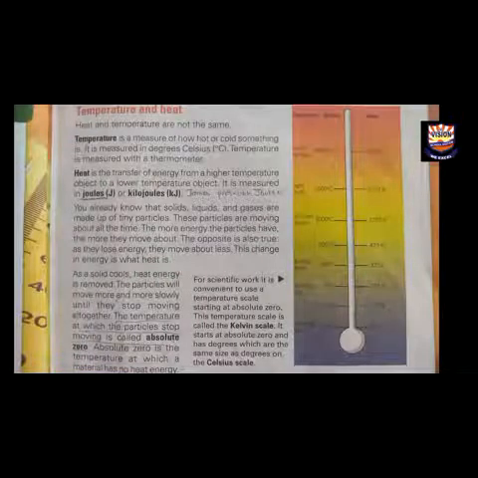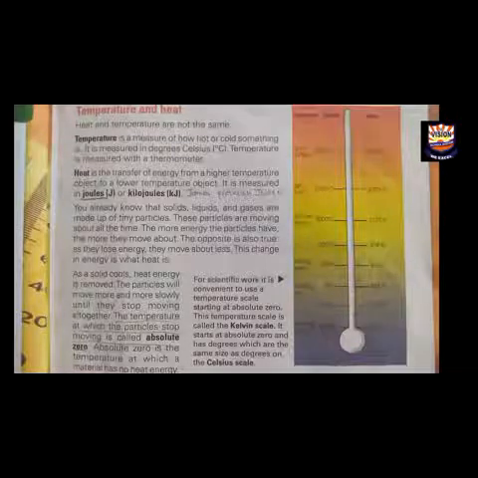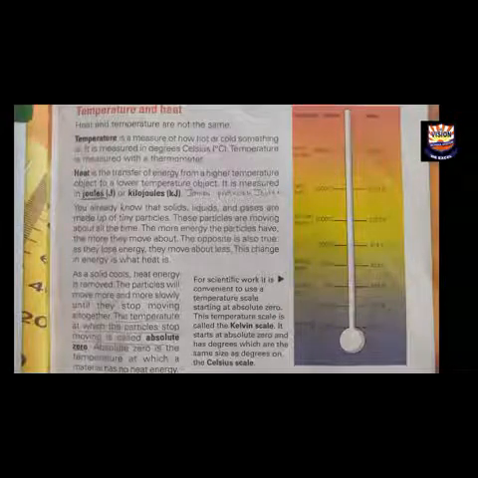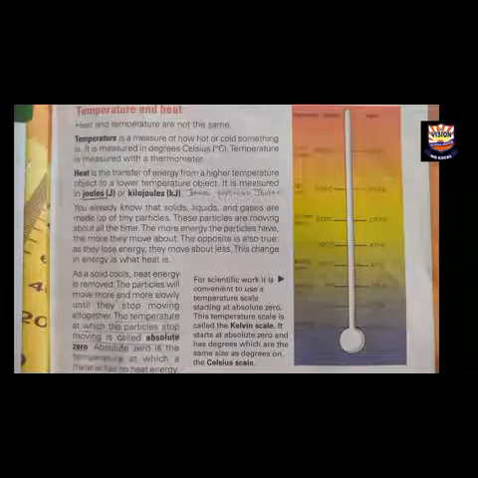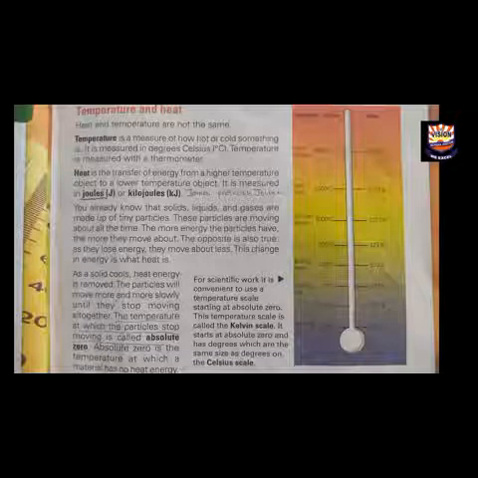Now, I'll define to you: temperature is a measure of how hot or cold something is. It is measured in degrees Celsius. Temperature is measured with the help of a thermometer as shown in the picture here. There are two scales mentioned on the thermometer. One is called the Kelvin scale and the other is called Celsius.